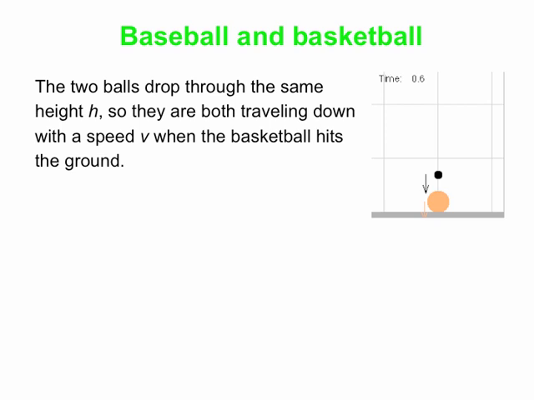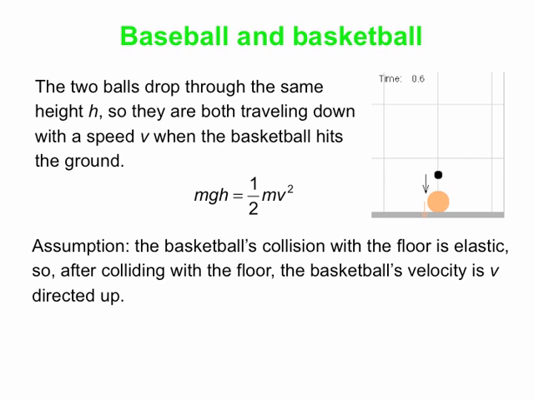If you apply energy conservation to this, they're dropped from rest, so all the initial energy is gravitational potential energy, and just before the basketball's impact with the ground, we've transformed that potential energy into kinetic energy. It doesn't matter what mass you have, the masses cancel out in our energy equation. Initial potential energy goes into final kinetic energy, and we can solve that equation for v. So v ends up being square root of 2gh.